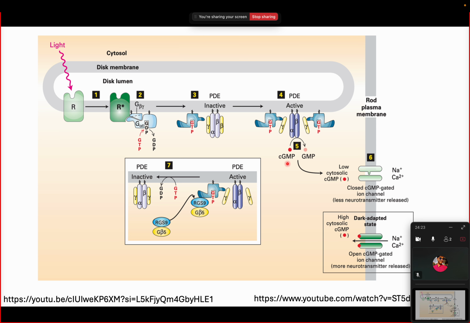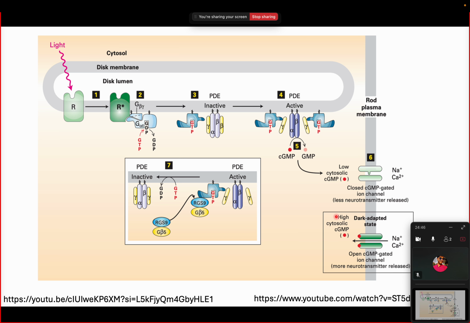When the cGMP molecule is low, why will it be low? Because it is being metabolized by this PDE, which is activated because of the G protein, that is transducin, coming to it and activating it. Okay, when there is low cGMP, the channels will be closed, hence neurotransmitter won't be active, correct?